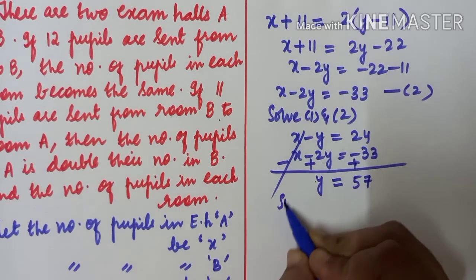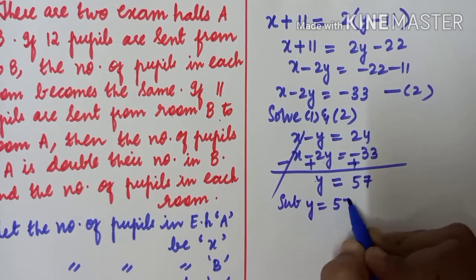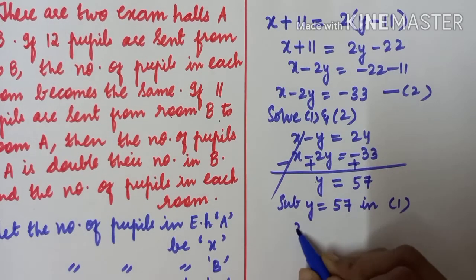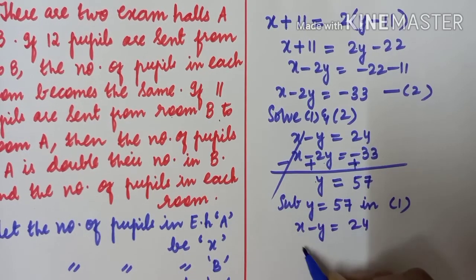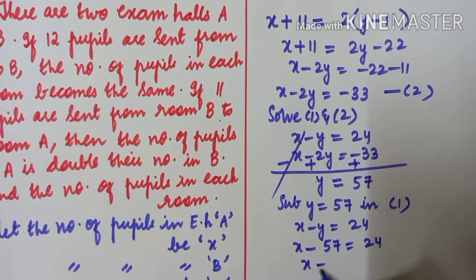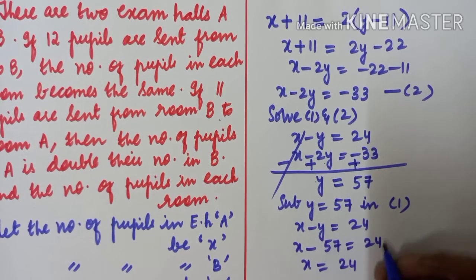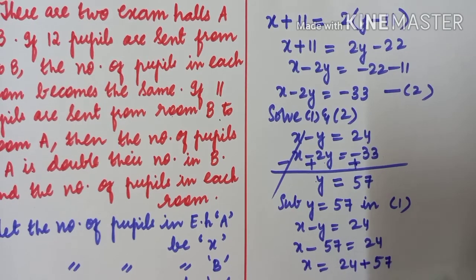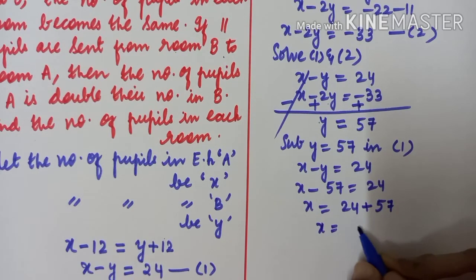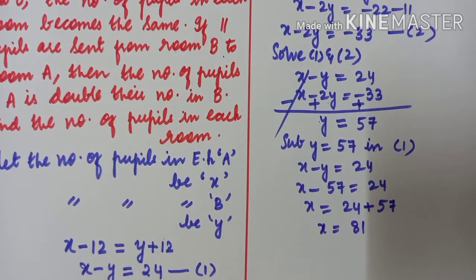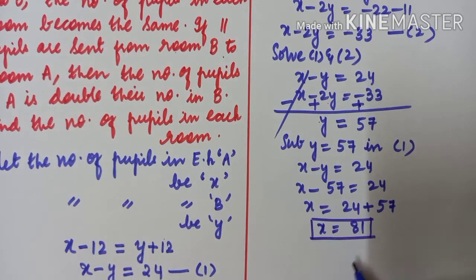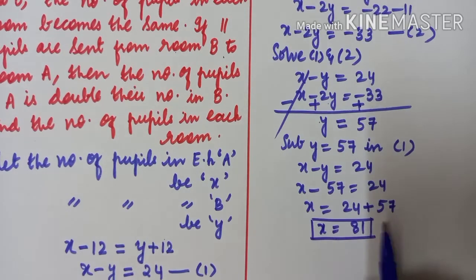Now let us substitute y equals to 57 in equation 1. What is your equation 1? It is very simple, no? X minus y equals to 24. So x minus, in place of y we will put 57, equals to 24. X equals to 24, this minus 57 will become plus 57. So here x equals to 81. So you got x is nothing but 81 and y is nothing but 57.